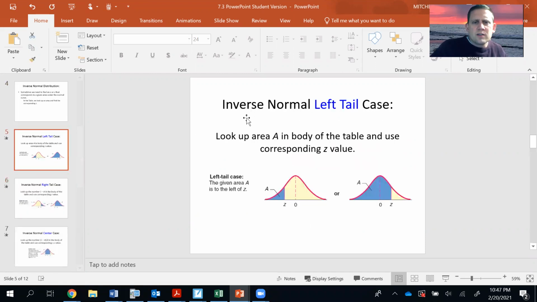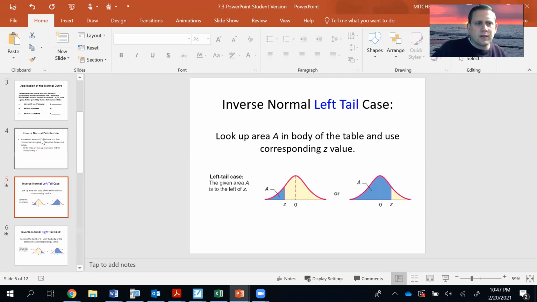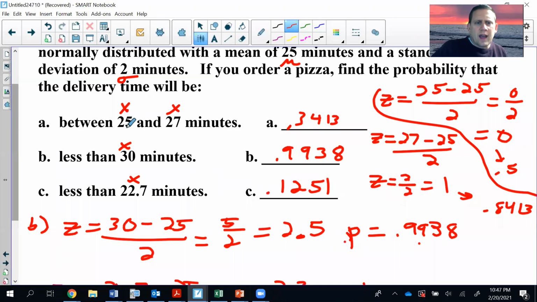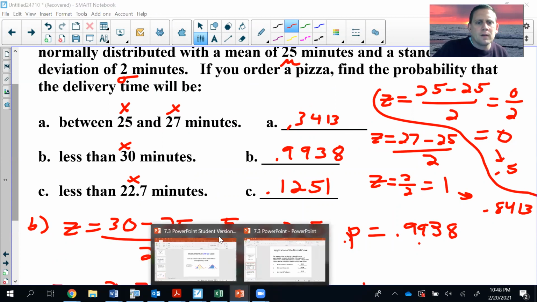Okay, so here's really what we're doing. We're taking the last problem. We're going to be given the probabilities, and we have to find the pizza delivery times. So that's different than what we just did. Think about what we just did in this question. We had the delivery times and we were finding the probabilities. Now we're going to have the probabilities and we need to find the delivery times, if you want to think of it that way.